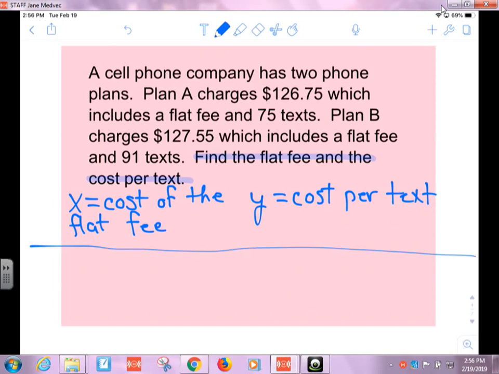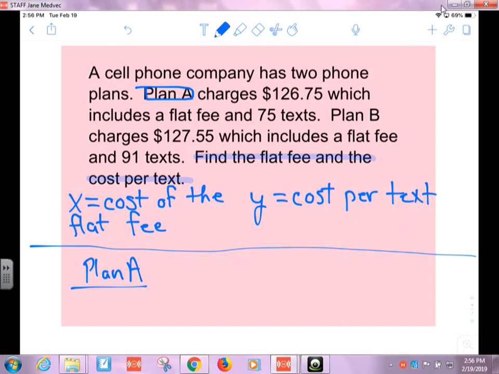The next one are my equations. Now the equation is different. It's not going to be cost and count. I'm not taking a look at how many. It's a little bit different. I'm talking about the cost of each of these things. So you're going to notice that I'm going to look at plan A. Over here I'm going to write plan A.